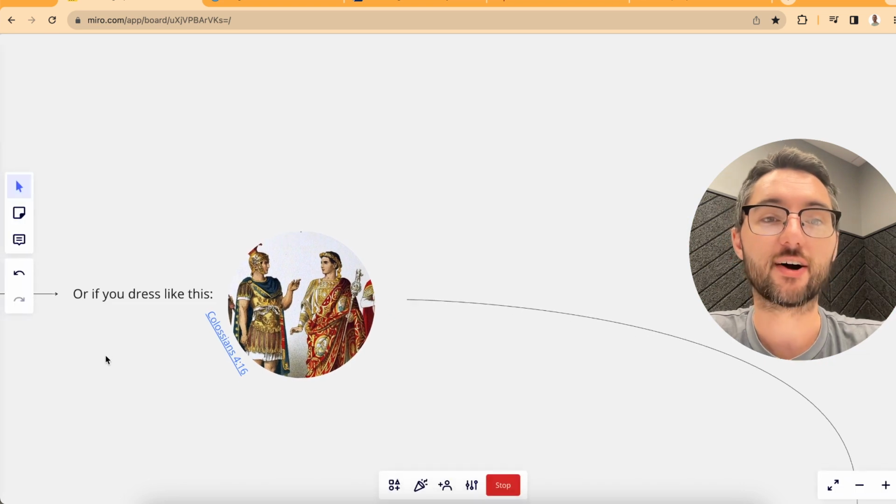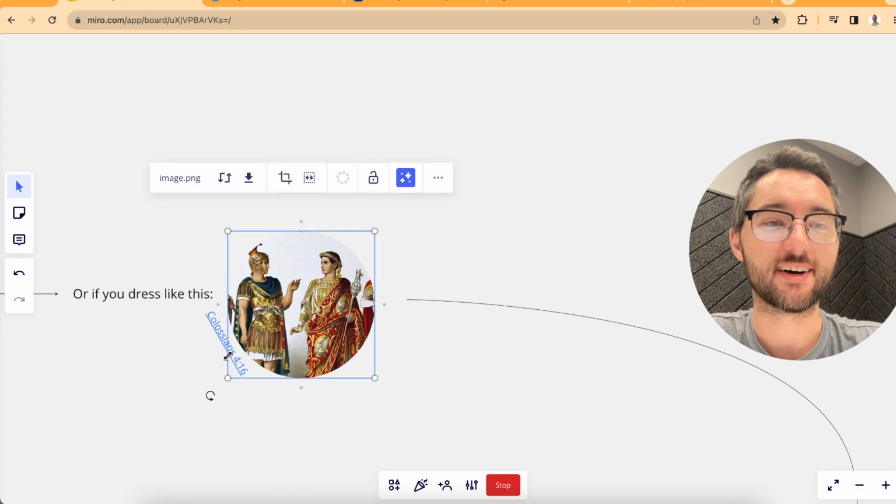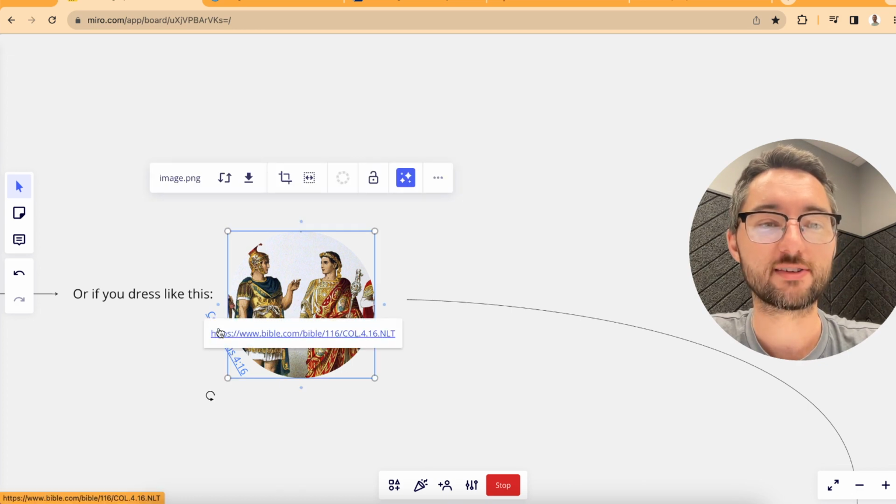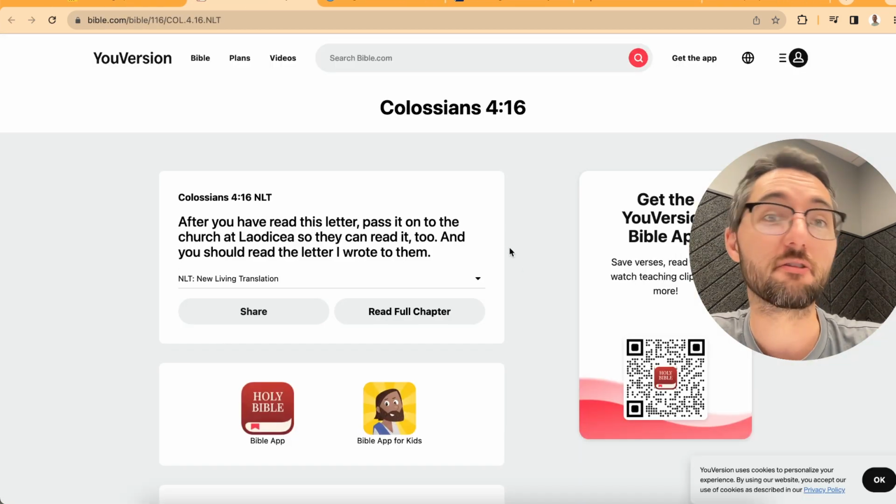But raise your hand also if you dress like this. So probably none of us dress like first century Romans, right? But the original audience's context matters too.